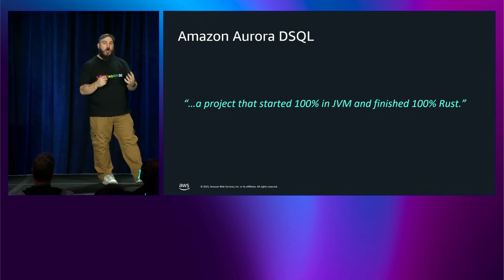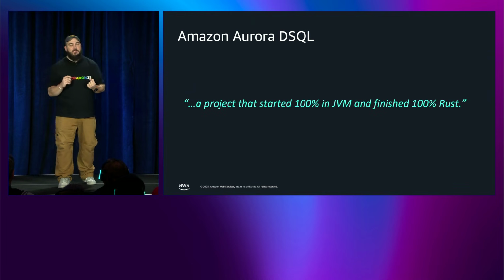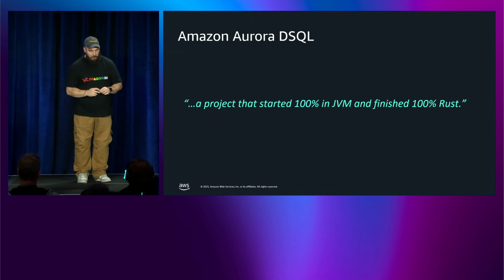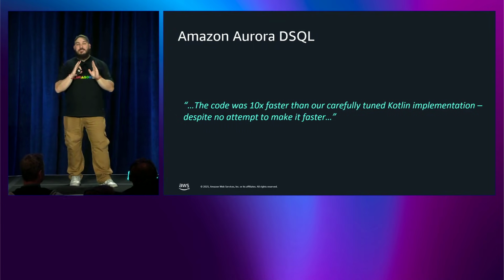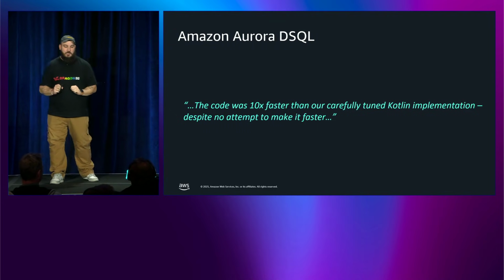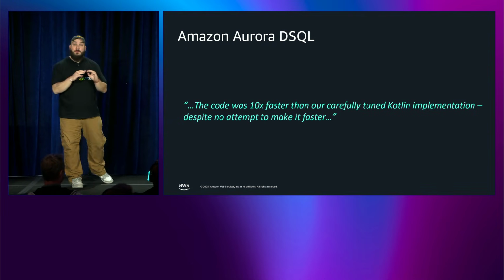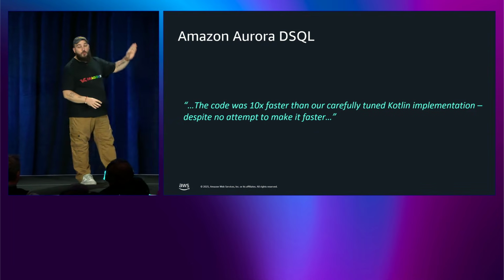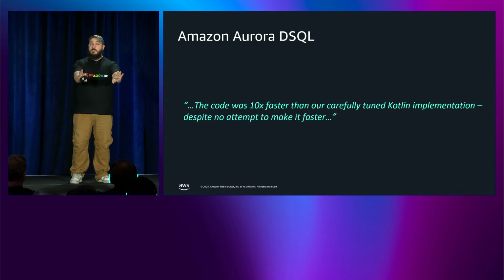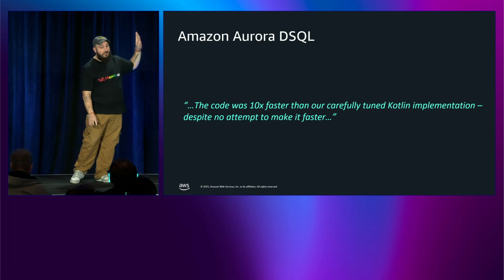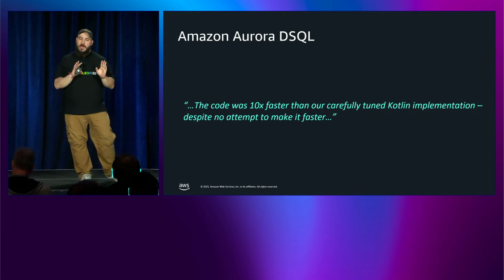The team behind it stopped asking, should we use Rust? And they started asking themselves, where else could Rust help? Ultimately, the code ended up being 10 times faster than a Kotlin implementation, despite zero attempts at optimization. So just pure idiomatic Rust was 10 times faster than using Kotlin. I'm not saying Kotlin is a bad language. I'm just saying Rust does this thing really, really well. This whole story has a lot more details.